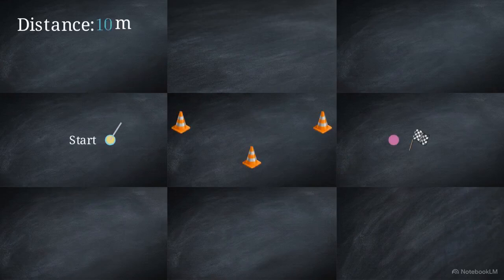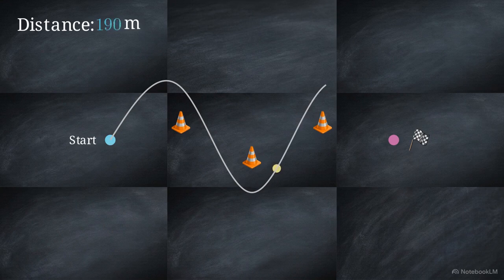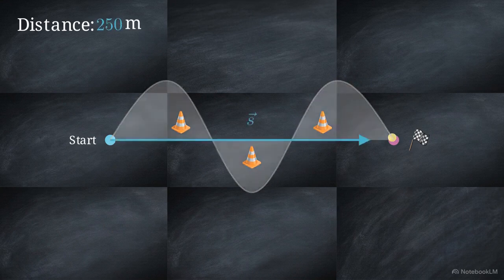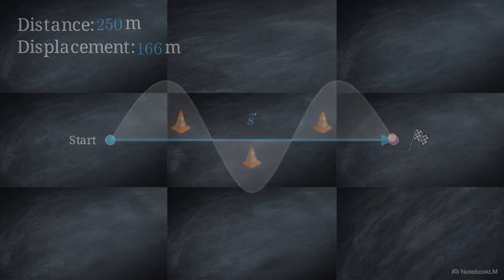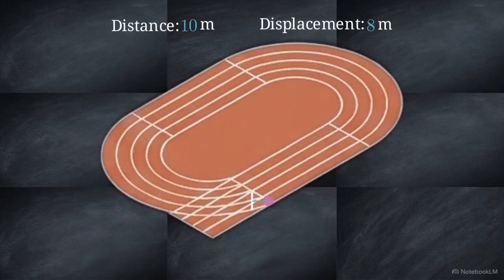Distance is a scalar that counts the total cumulative path length traveled, regardless of the direction taken. Displacement, represented by the symbol s, is a vector. It measures only the straight line change in position from the starting point to the final destination. If an athlete runs exactly one lap around a 400-meter track, their total distance is 400 meters. However, because they return to their starting coordinates, their displacement is 0.